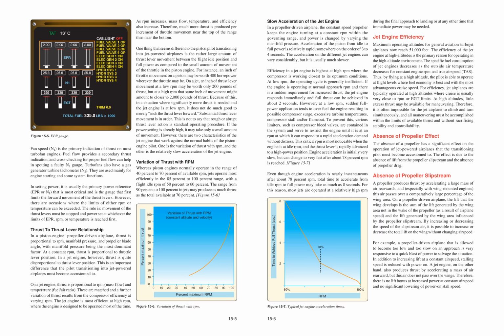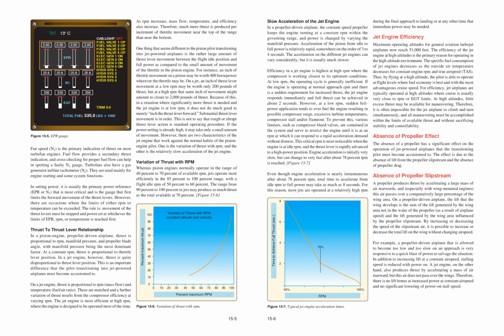Thrust-to-thrust lever relationship. In a piston engine, propeller-driven airplane, thrust is proportional to RPM, manifold pressure, and propeller blade angle, with manifold pressure being the most dominant factor. At a constant RPM, thrust is proportional to throttle lever position. In a jet engine, however, thrust is quite disproportional to thrust lever position. This is an important difference that the pilot transitioning into jet-powered airplanes must become accustomed to.